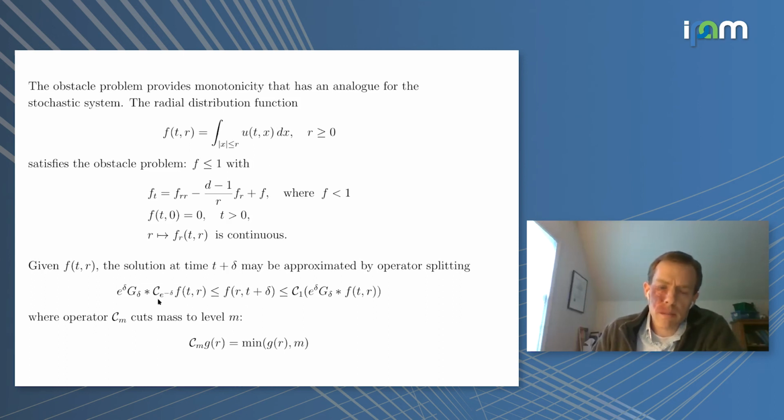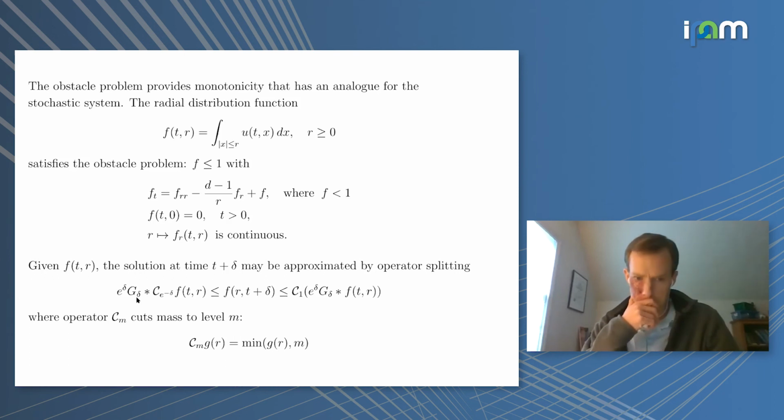A lower bound may be obtained by reversing the order. First, you cut mass initially to a level e to the minus delta, so that it's less than 1, and then you evolve according to the linear evolution on the whole line to time delta, which allows total mass to be recovered, so that it's still less than 1. And this provides a lower bound. Okay?